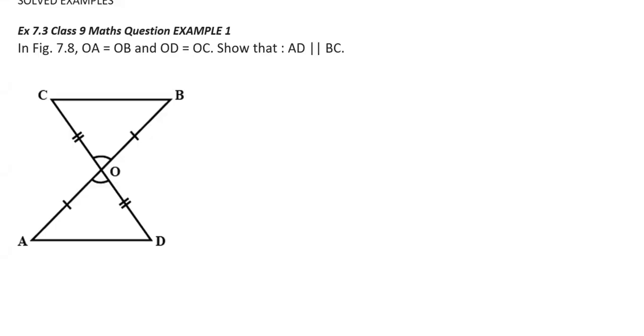In this video, I'll solve the examples of exercise 7.3. We are doing the first example here. As you can see, it's given in this figure that the length of OA is equal to OB, and the length of OD is equal to OC. We have to prove these two lines are parallel.